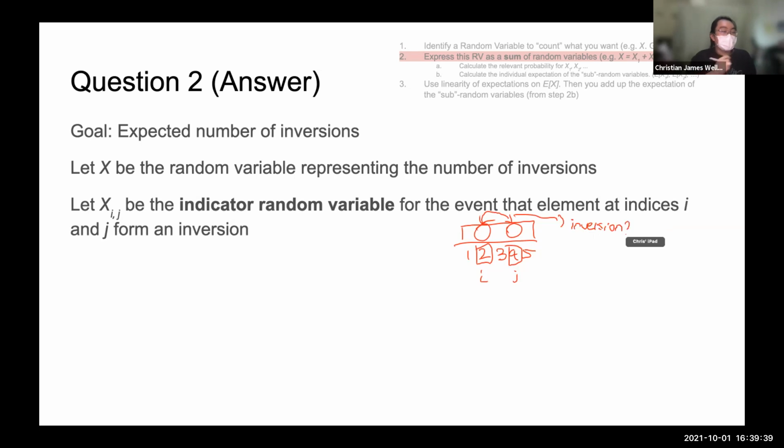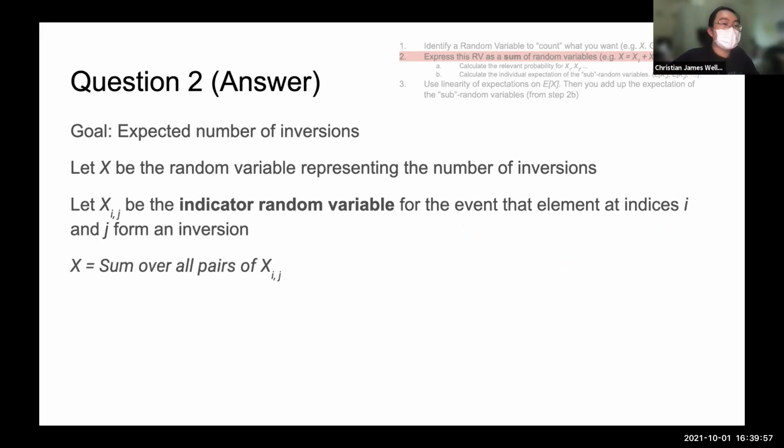Okay, so inversion. That's the idea of this indicator random variable. It's not the elements, right? So take note, this is the index of the array. Do they form an inversion? We want to count all possible inversions.